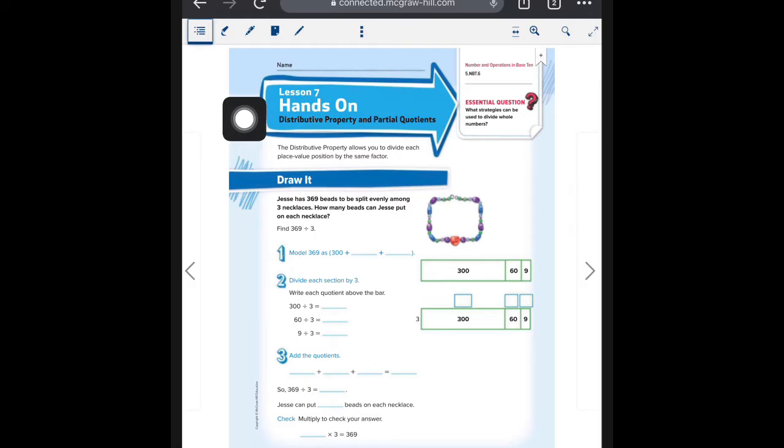Cox. We are on Chapter 3, Lesson 7, Hands-on Distributive Property and Partial Quotients. Now this lesson always blows everyone's mind, but don't worry, I will help try to make it as simple as possible. This is just another strategy on how to do division. Let's begin by looking at this example.